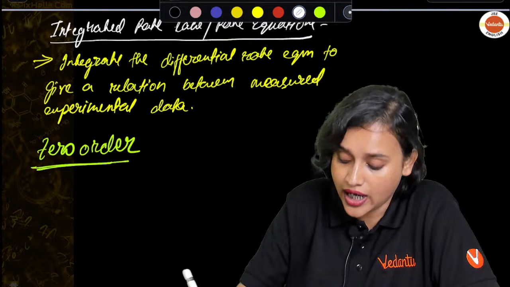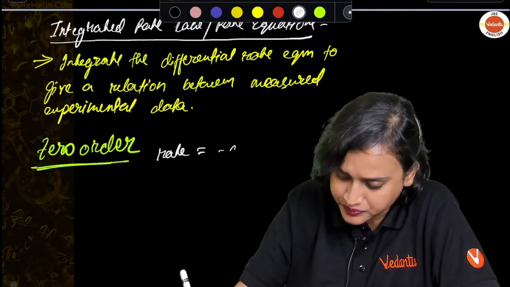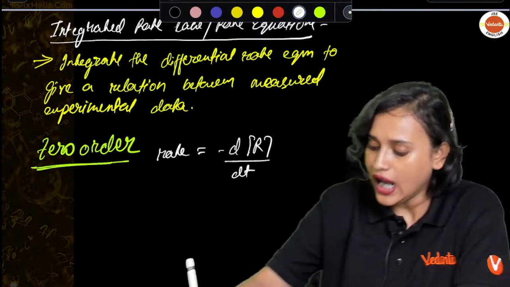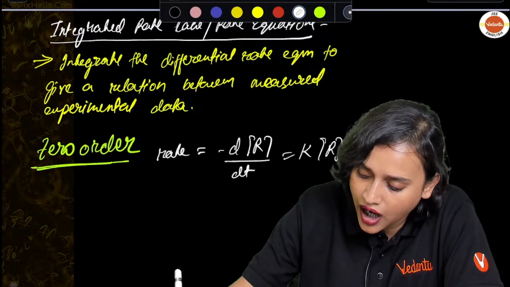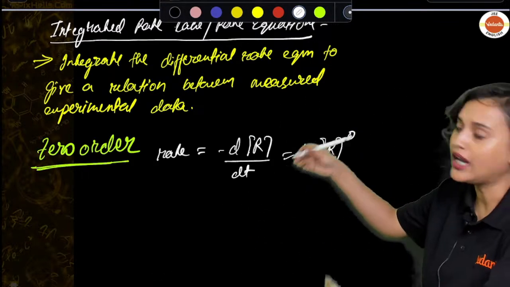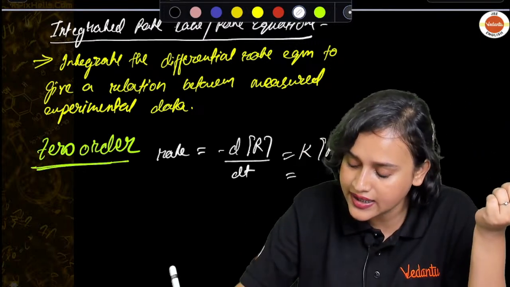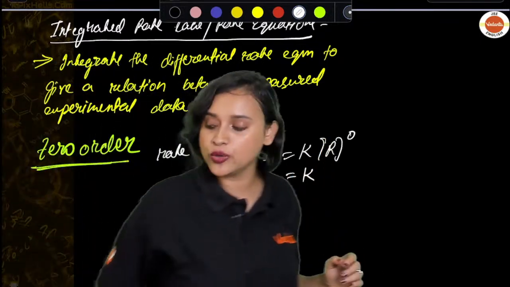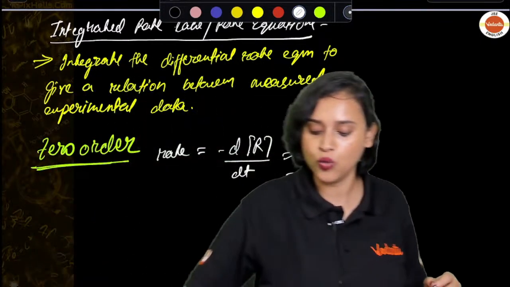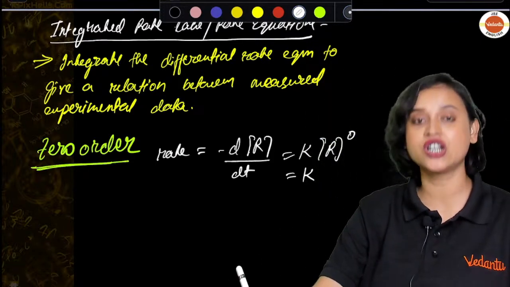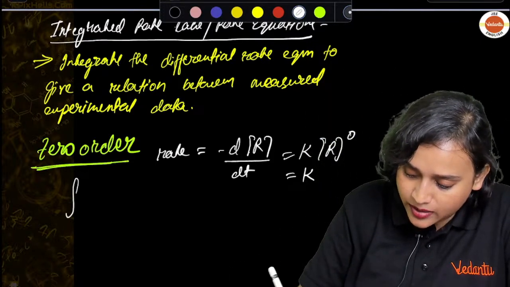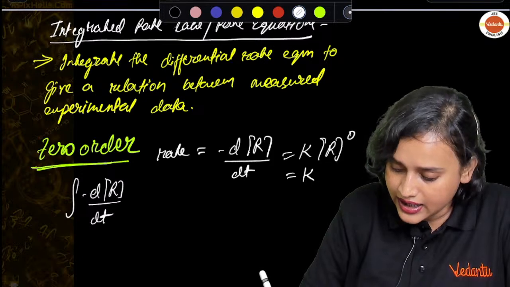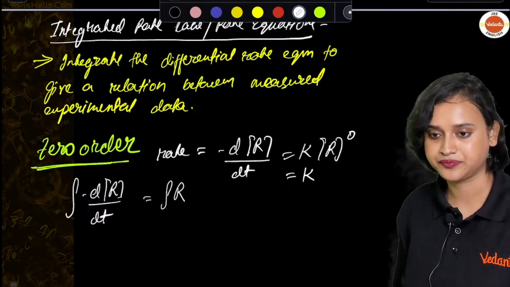The differential rate law that we had, we know that rate is equal to minus dR divided by dt. Very good. And that was equal to rate constant k multiplied with R to the power 0. Anything to the power 0 is equal to 1, so that means it is just equal to k. Am I right, everybody? Now we need to integrate it. So we will take this differential rate law and integrate it. Simple mathematics: minus dR divided by dt is equal to k, and we integrate.